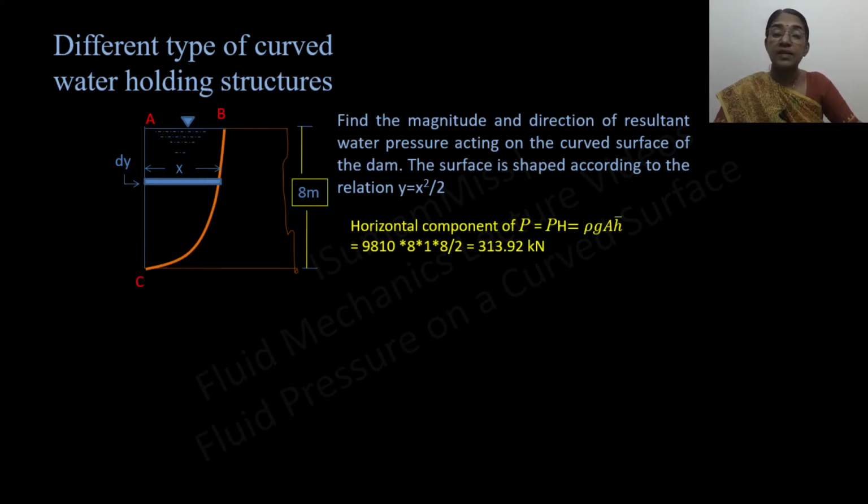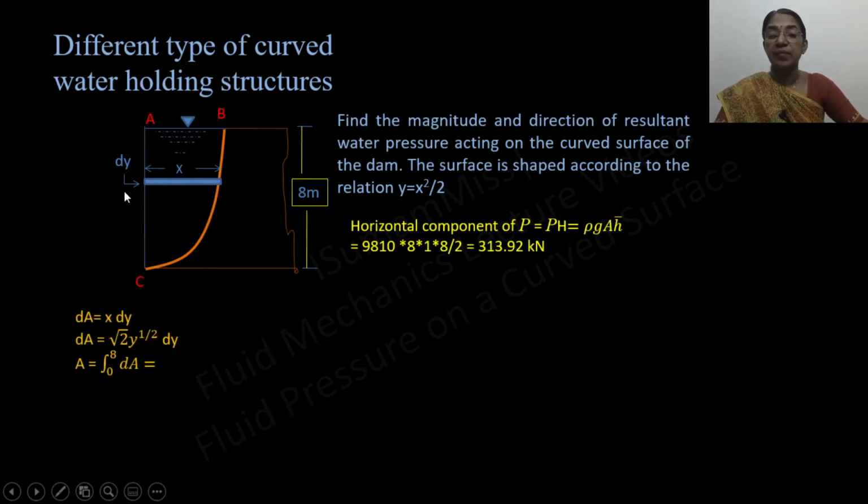Now how will you calculate the vertical component? Vertical component means the weight of the water that is available here, for which we need the calculation of area ABC. We can consider a small strip here with a thickness dy. So area dA equal to x into dy. So x equal to root 2 into y raised to half. If you substitute here, dA equal to root 2 y raised to half dy. Since the dam has height 8 meter, total area equal to integral of 0 to 8 dA.